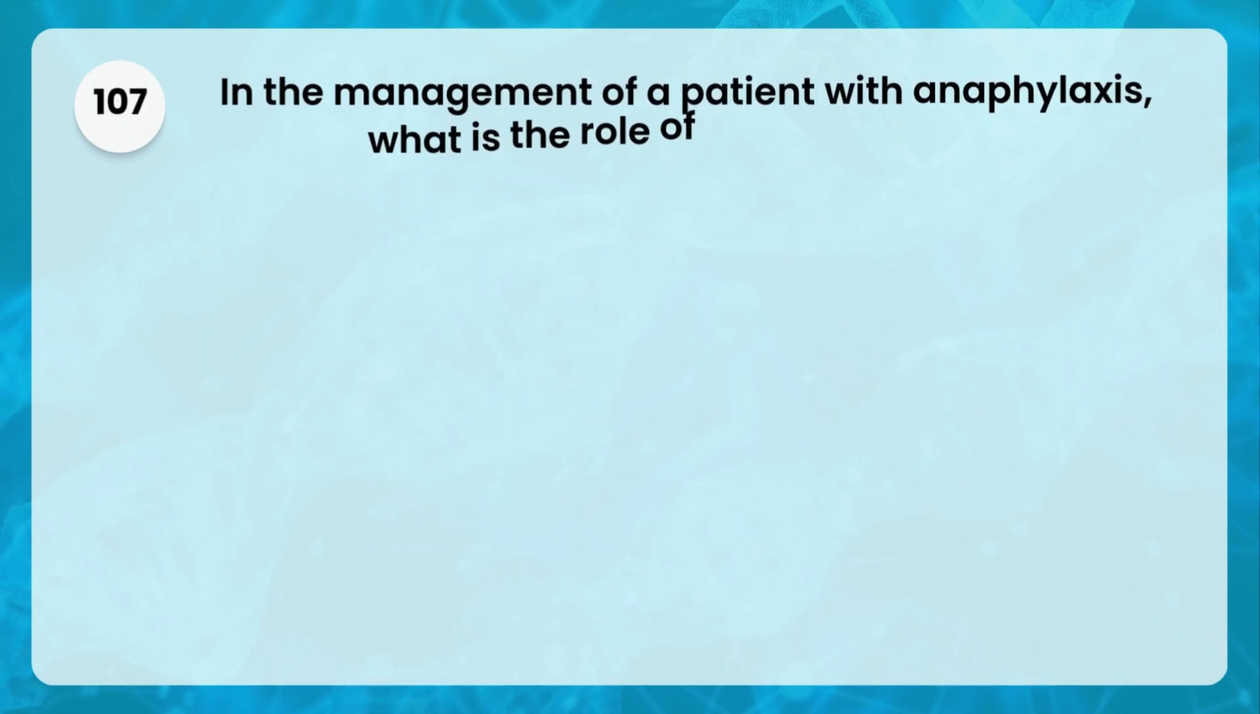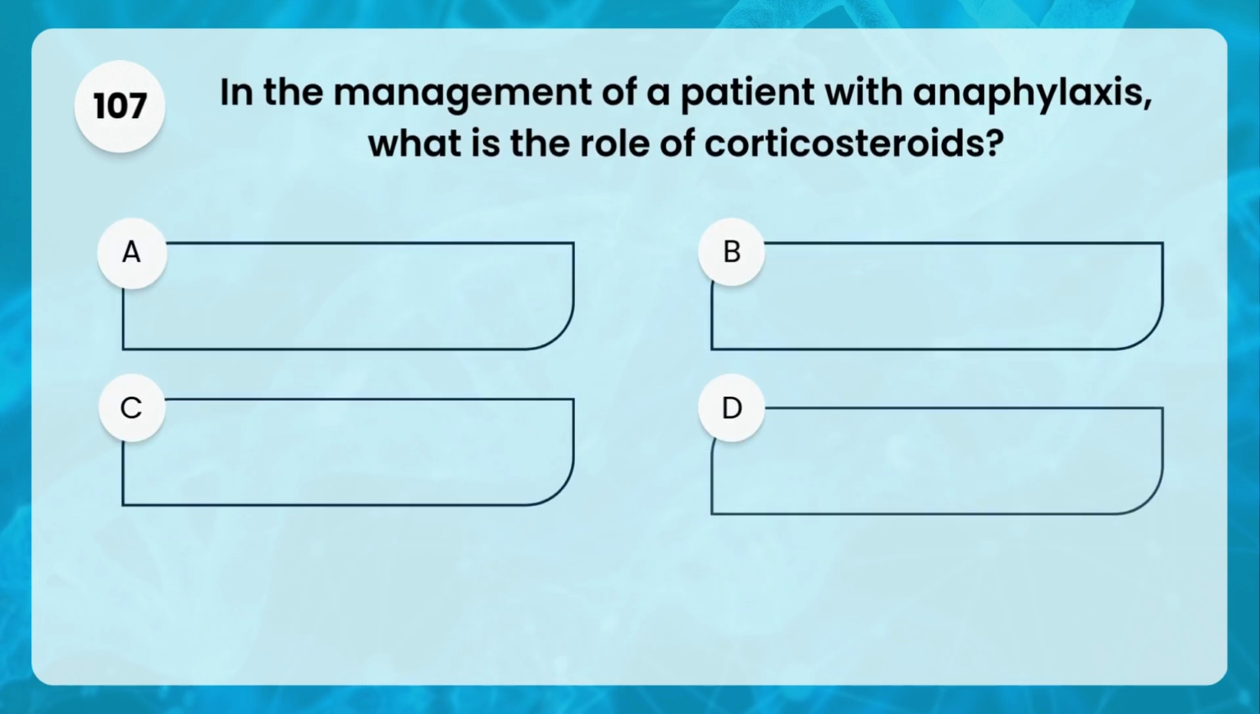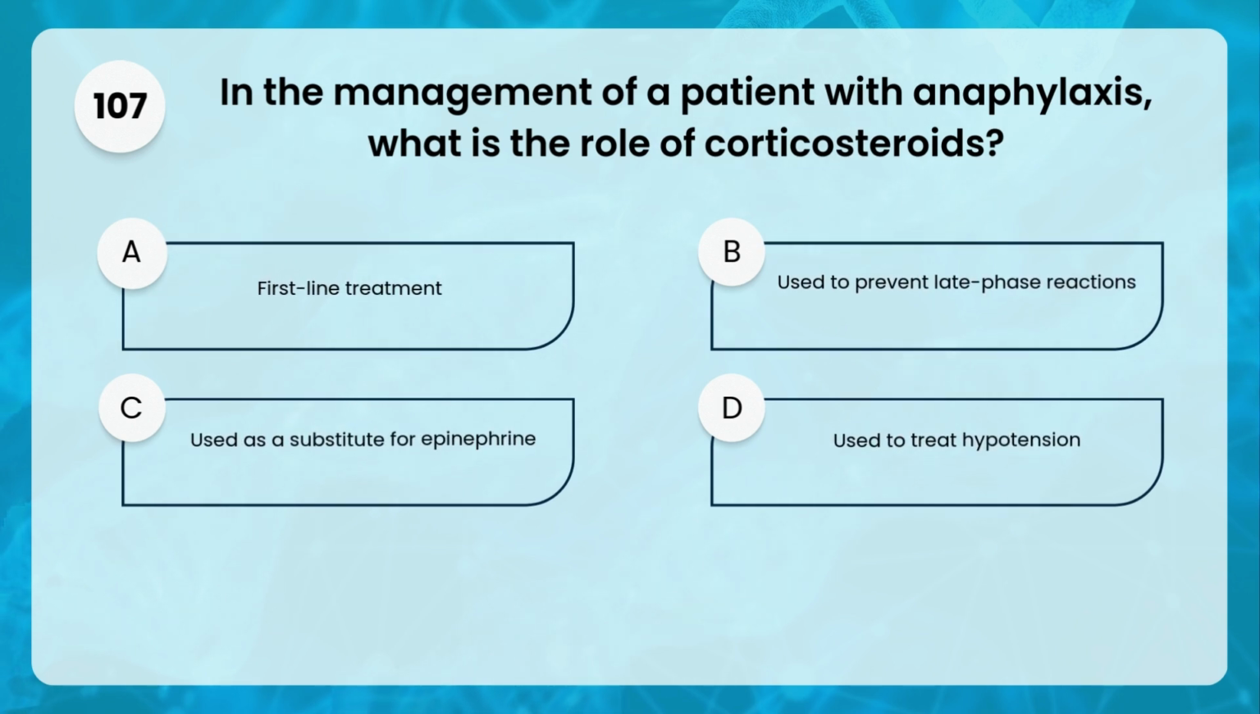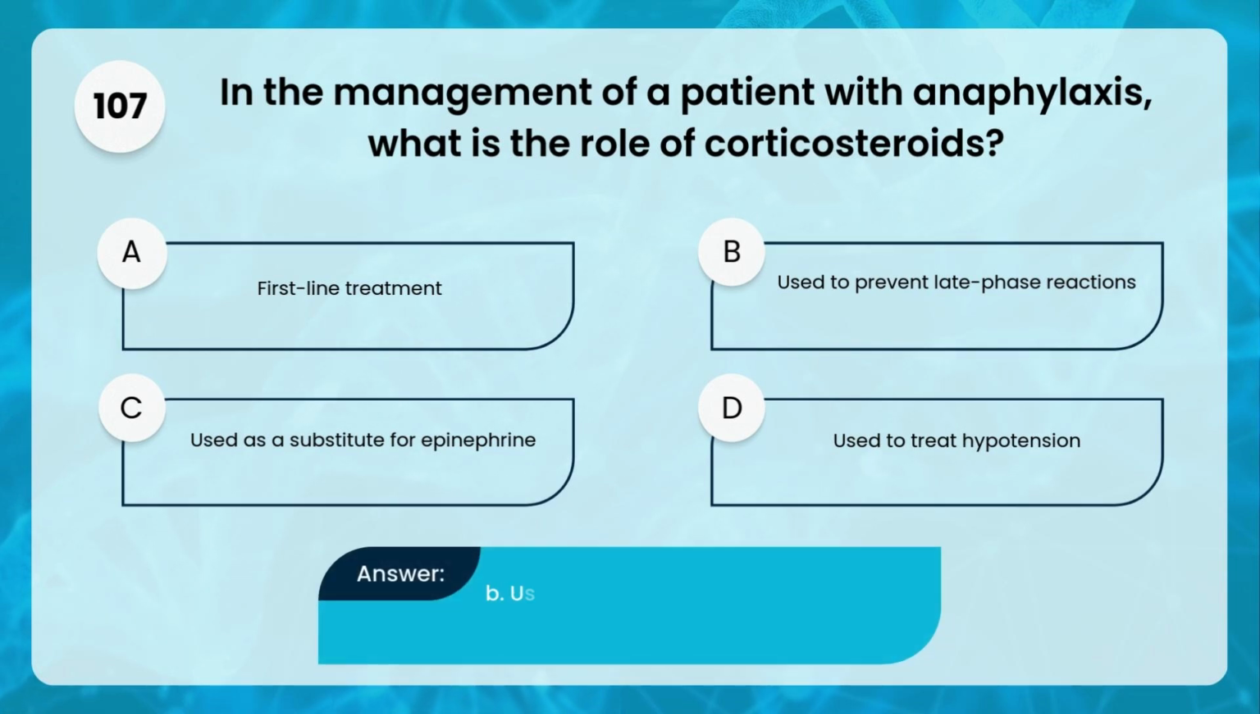107. In the management of a patient with anaphylaxis, what is the role of corticosteroids? A, first-line treatment. B, used to prevent late-phase reactions. C, used as a substitute for epinephrine. D, used to treat hypotension. The answer is B, used to prevent late-phase reactions.